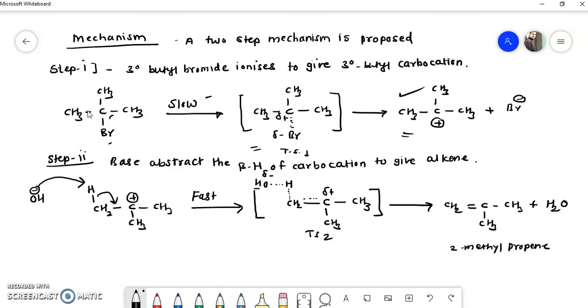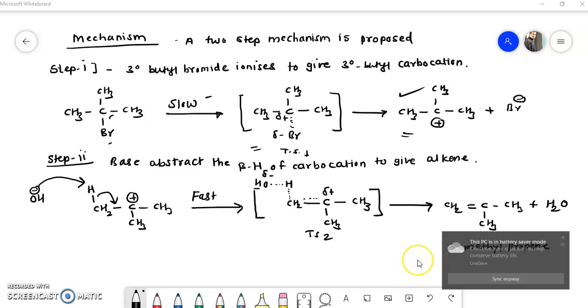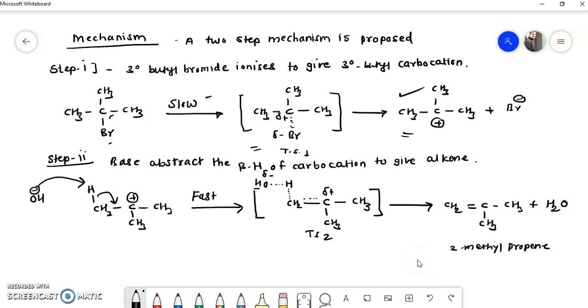So you find that here, in the second step, the base which is present in the surrounding abstracts the proton, and this bond gets shifted here. The step is very fast, we get the second transition state, and the transition state loses a molecule of water to form 2-methyl propene as a product.